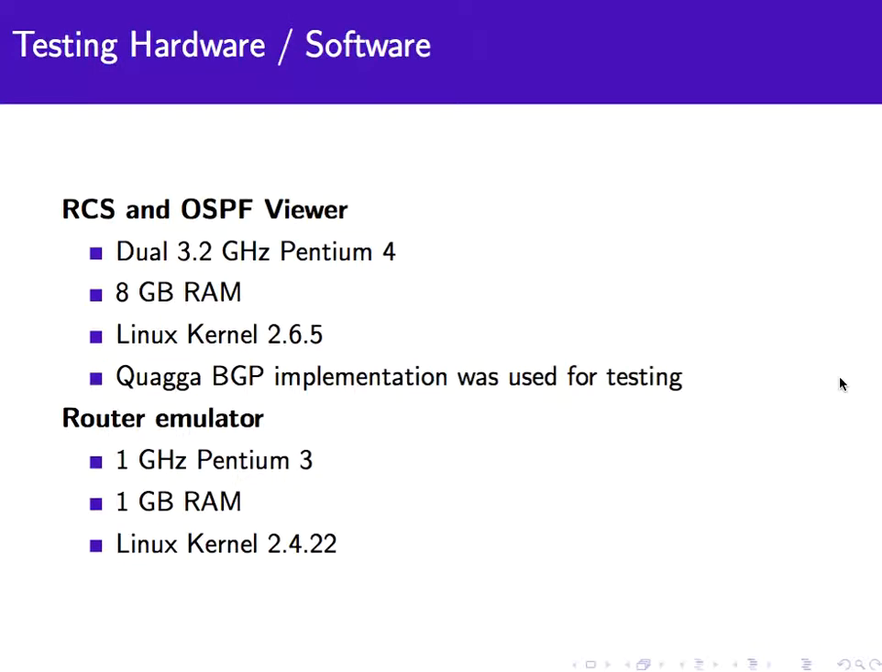When measuring the RCS, OSPF is a flooding protocol, an IGP type protocol, and they wrote an OSPF viewer that can replay these messages to simulate the network for the RCS framework. They used a dual 3.2 gigahertz Pentium 4 with 8 gigs of RAM, running Linux kernel 2.6.5. They leveraged the Quagga BGP implementation for testing and extended this framework for the RCS. The routing emulator was a 1 gigahertz Pentium 3 with 1 gig of RAM and Linux kernel 2.4.22.